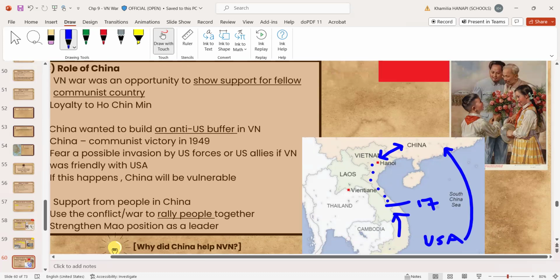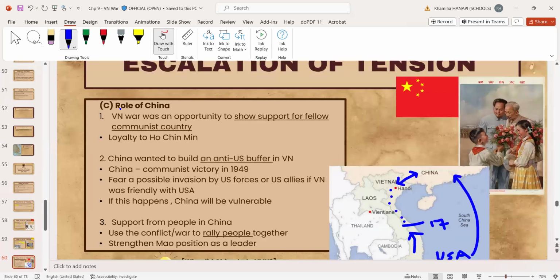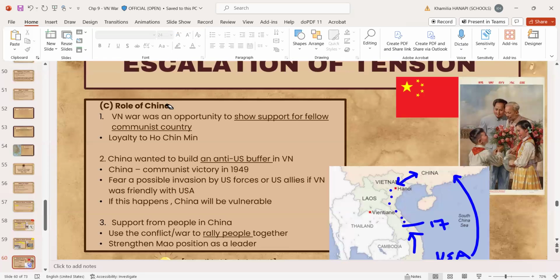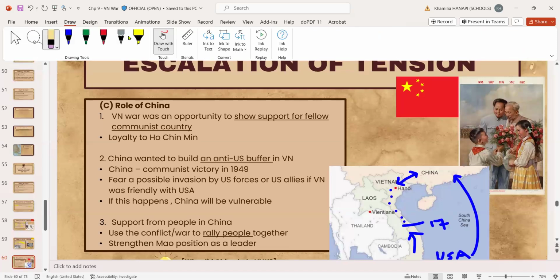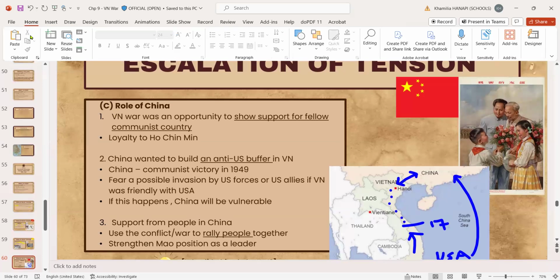China was very worried that North Vietnam would fall into the hands of South Vietnam, and that means that the USA's influence would be very near their border. So, what was the role of China? Okay, China played a very significant role. One of the specific things they did was to show support for a fellow communist country. So there was a certain loyalty to Ho Chi Minh.